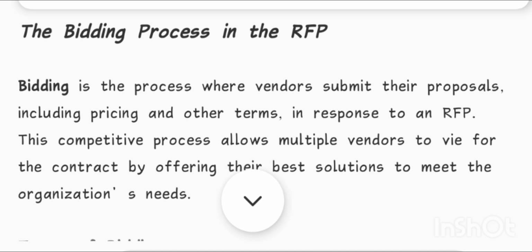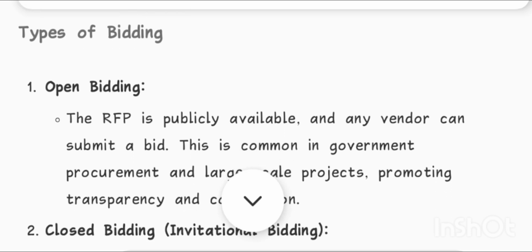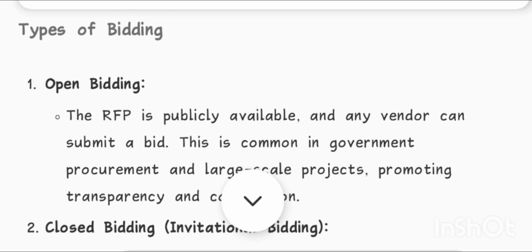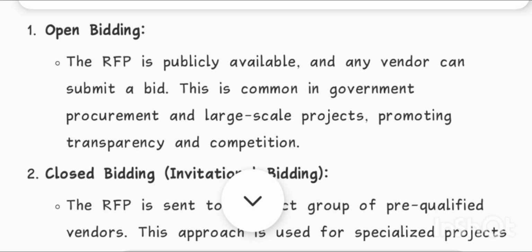Bidding is the process where vendors submit their proposals, including pricing and other terms, in response to an RFP. This competitive process allows multiple vendors to vie for the contract by offering their best solutions to meet the organization's needs. Types of bidding. 1. Open bidding. The RFP is publicly available and any vendor can submit a bid. This is common in government procurement and large-scale projects, promoting transparency and competition.